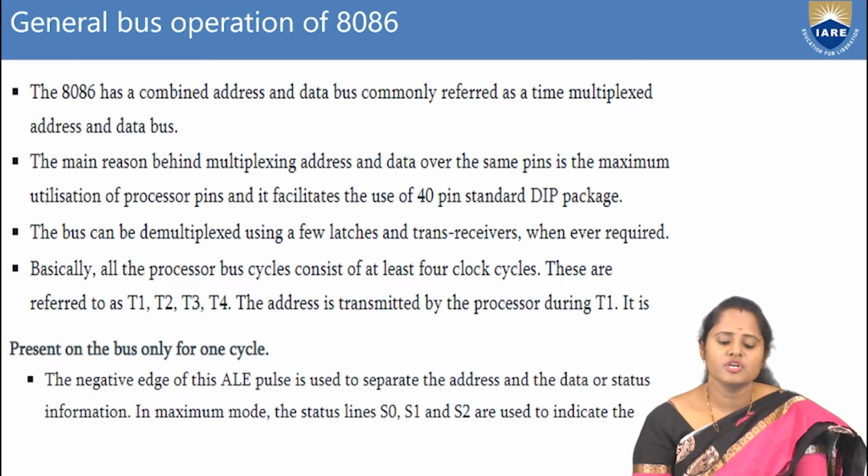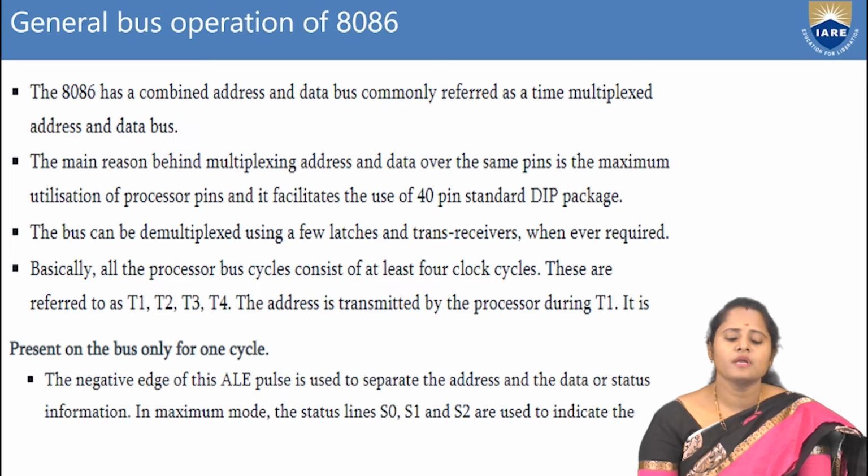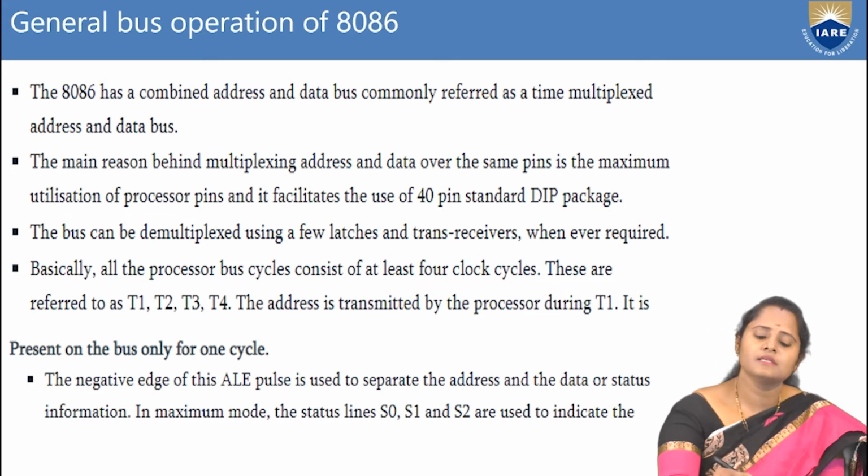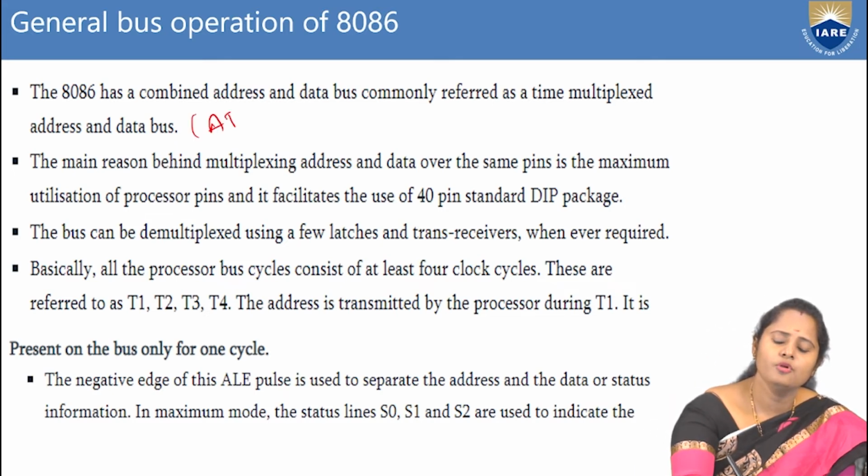Next we'll go for general bus operation. In general bus operation, how can the operation be done? How can you take the data from the memory to the processor? You can take the data from the memory to the processor via address lines and data lines. 8086 has a combined address and data bus, commonly referred to as time-multiplexed address and data. As we know, we have multiplexed the address and data, that is AD0 to AD15.